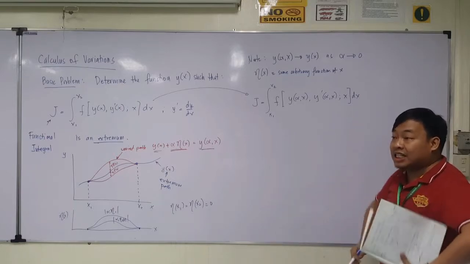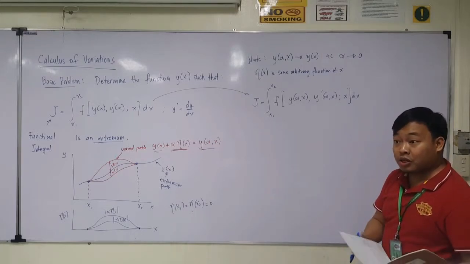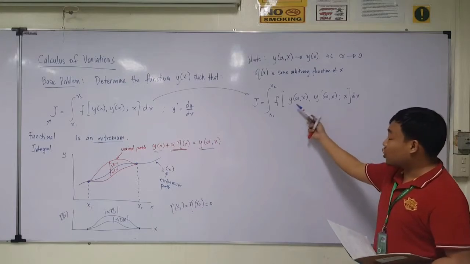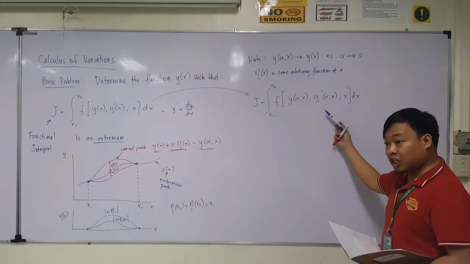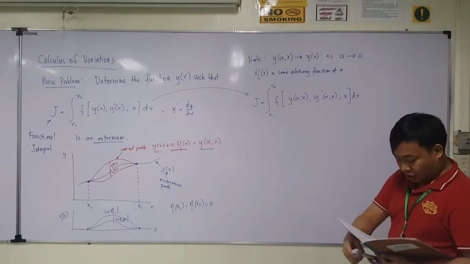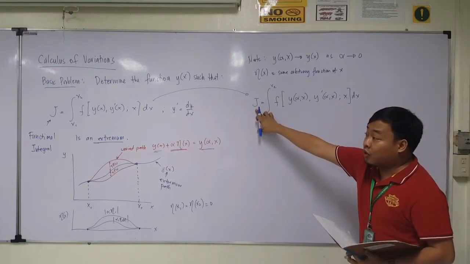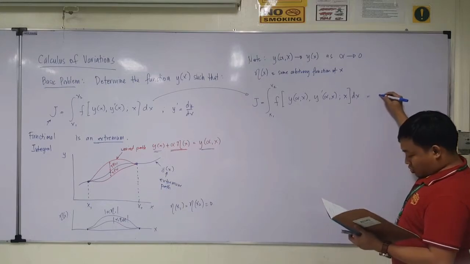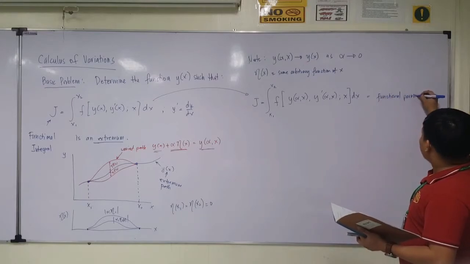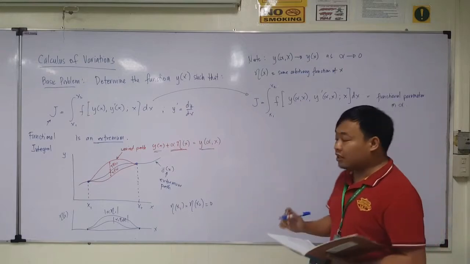If we apply this to the Euler-Lagrange equation, y will represent the position, y prime will represent velocity, and x will represent time, where time is independent of the position and velocity, but the position and velocity are functions of time. That will be our analogy later on. As we can see, the new functional integral is a function of the functional parameter alpha.